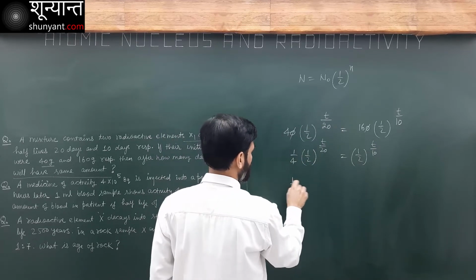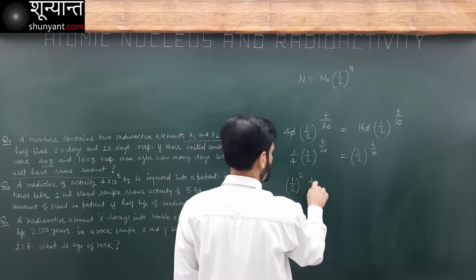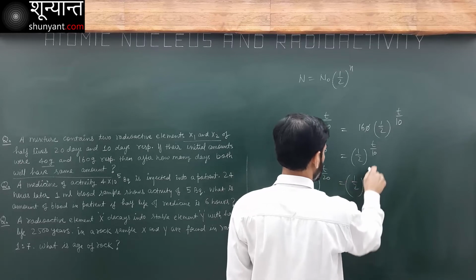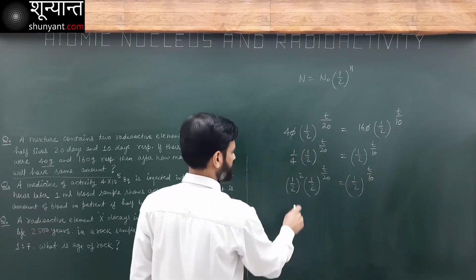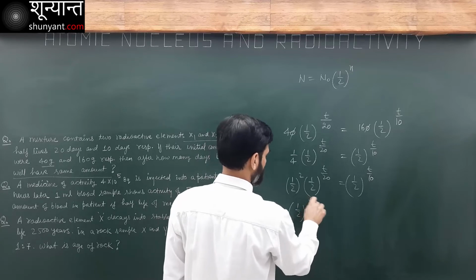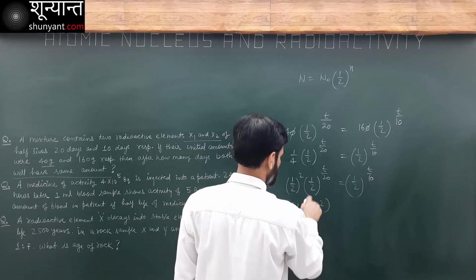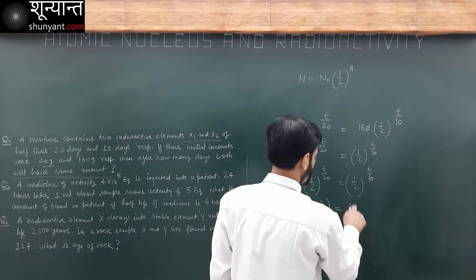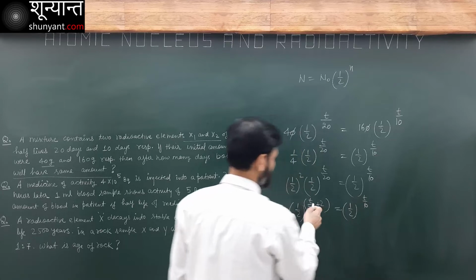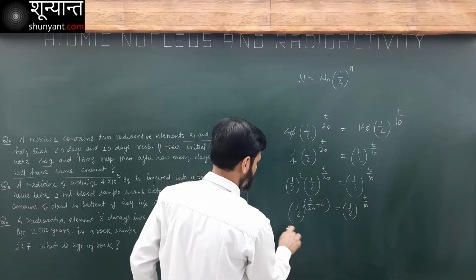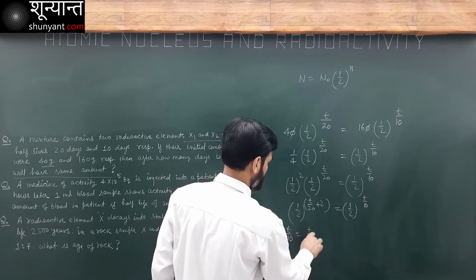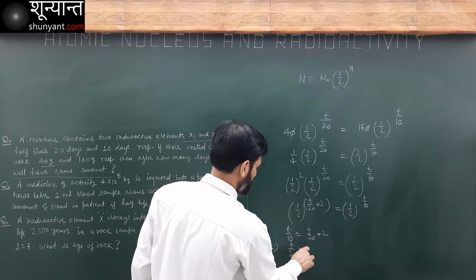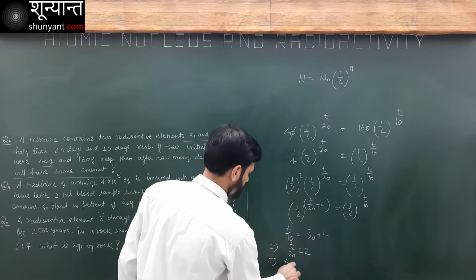I can write it as half square and half t over 20 is half t over 10. So this I can write as half t over 20 plus 2. Both powers get added. And half t over 10. And that's it. I can just equate the powers to get the answer. So t over 10 is equal to t over 20 plus 2. When you rearrange it, you get t over 20 is 2. You get t is 40 days.